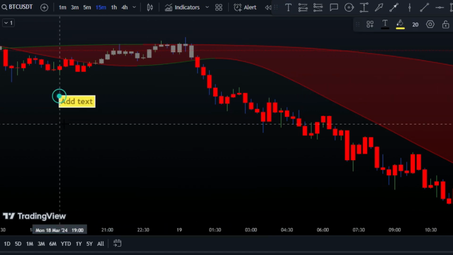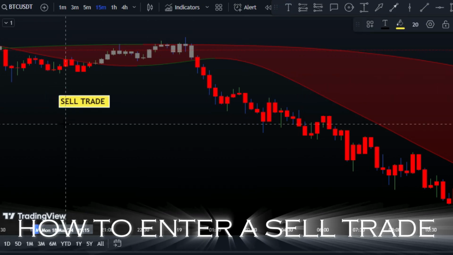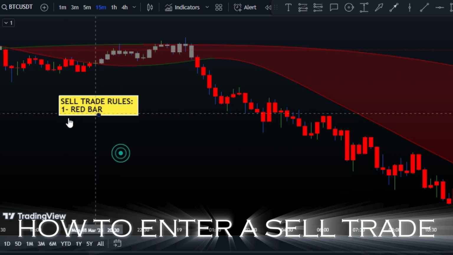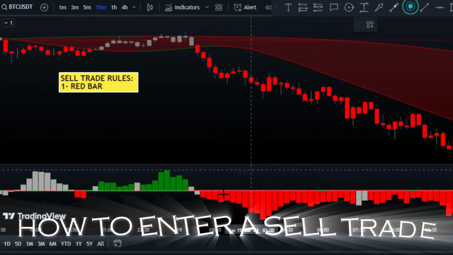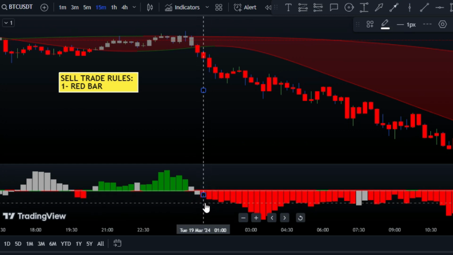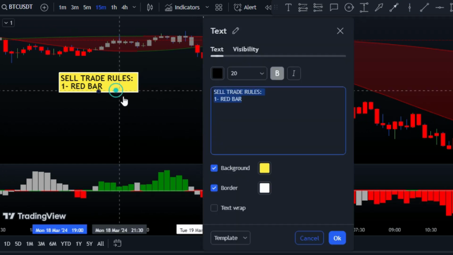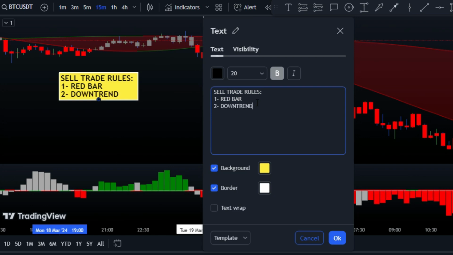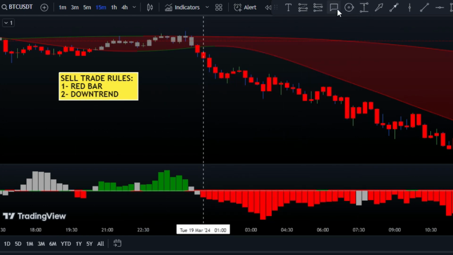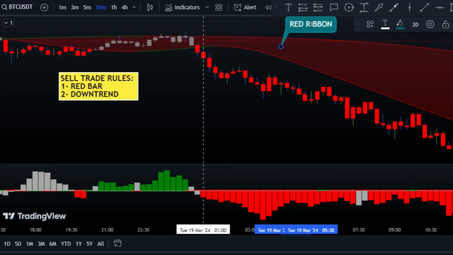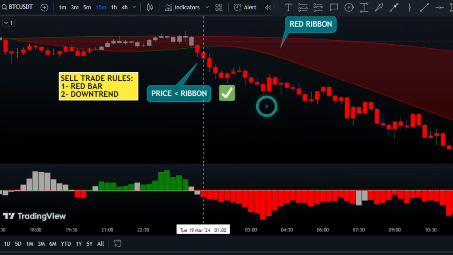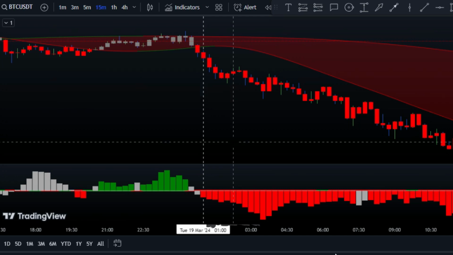Let's now explore the sell trade rules, designed to be just as simple and effective. First, watch for a red histogram bar appearing after a sequence of different colored bars. This is your sell signal. Next, verify a downtrend by ensuring the price is below the red ribbon. Once both conditions are satisfied, you can confidently enter a sell position.